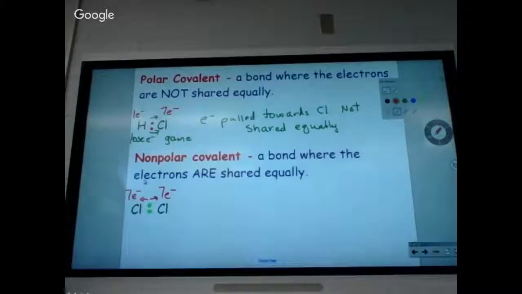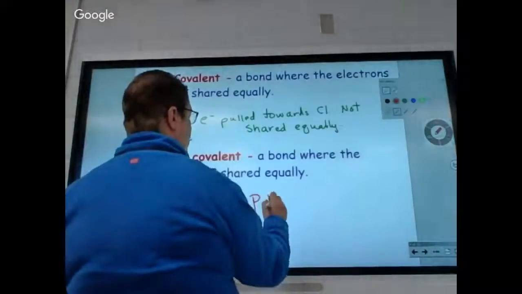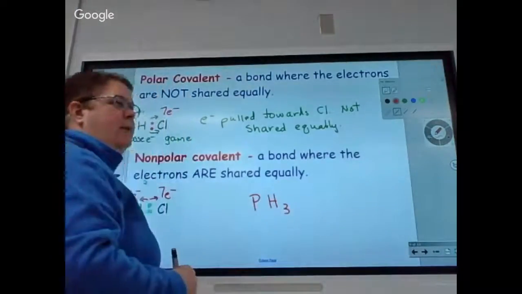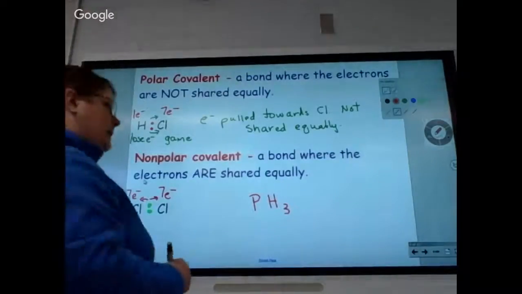Now, do you understand the difference? They do not have to be the same element. So if you had, I think PH3 is one that we could have. All right, I'm thinking I have the right elements in my head. PH3, if you look up phosphorus, what's its number?